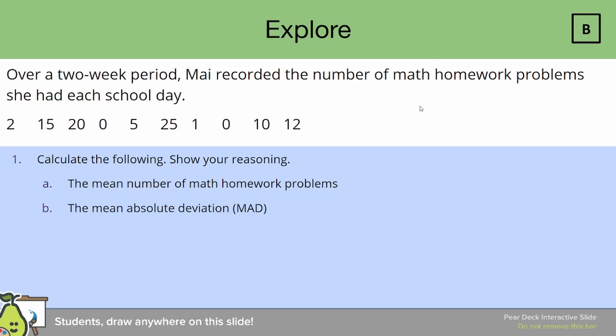Today we're going to be looking at Explore Part B. Before we get started with this question, what I want you to do is to read the story to yourself, pause the video, and let me know, what do you think they're asking us to do?